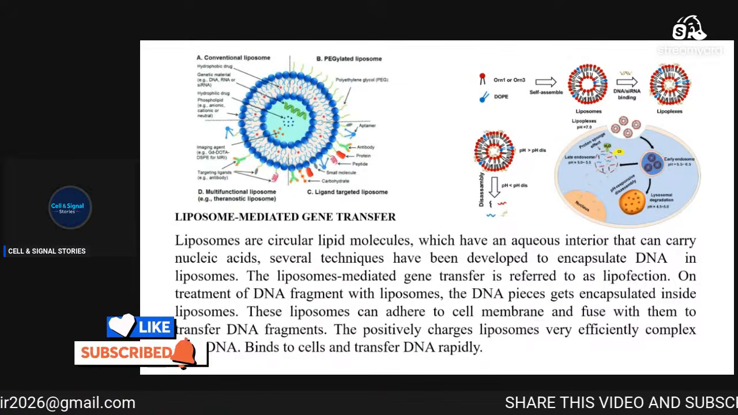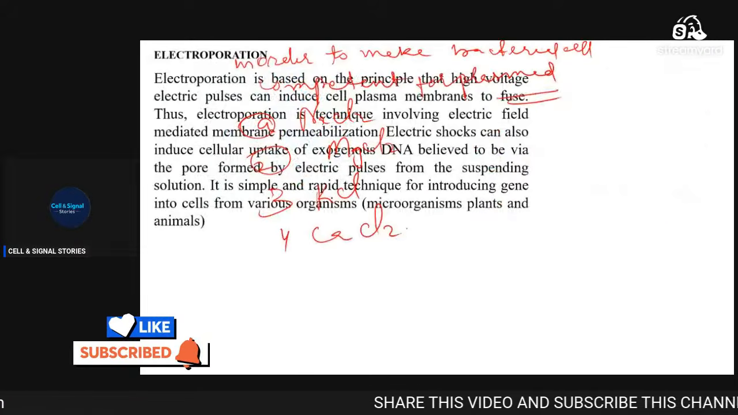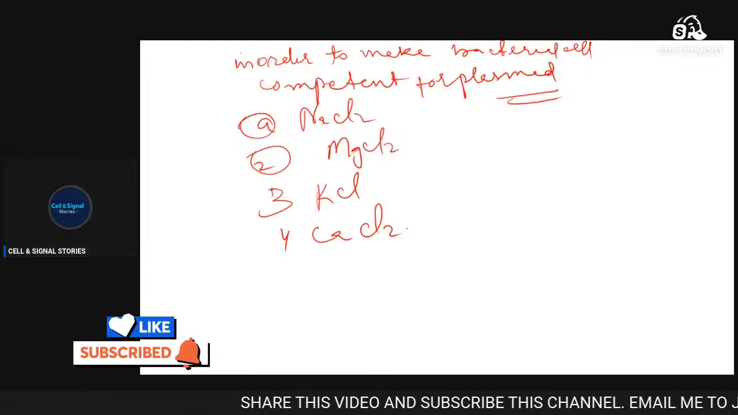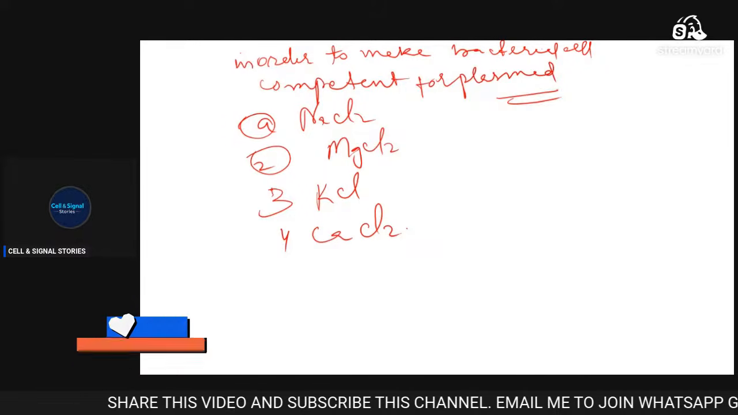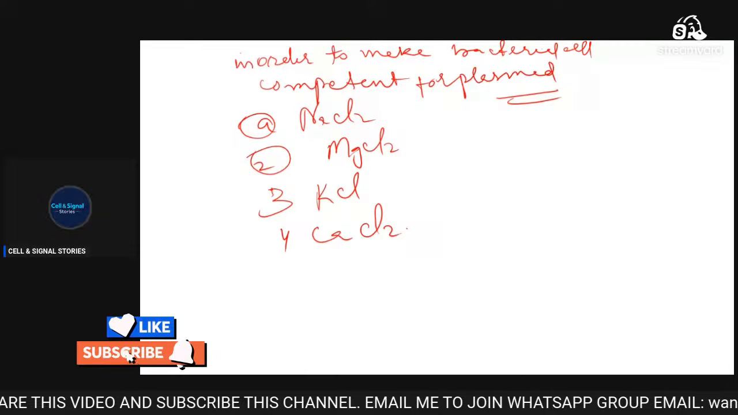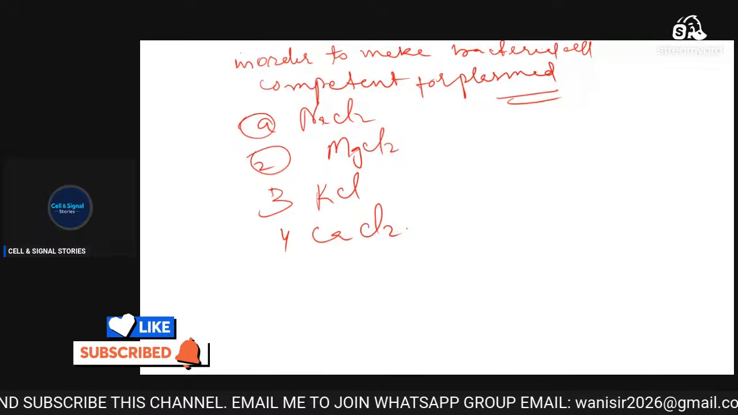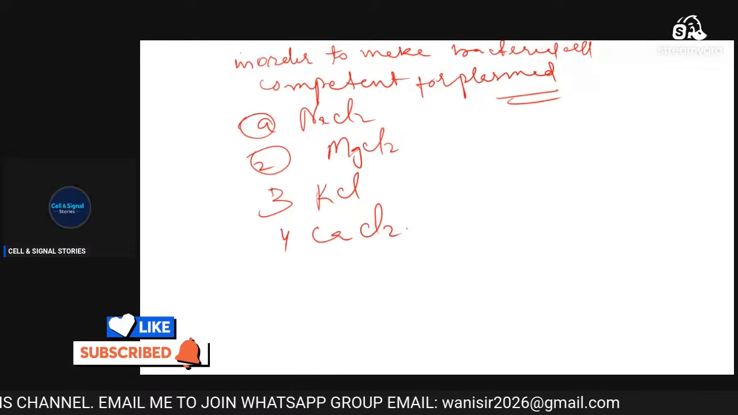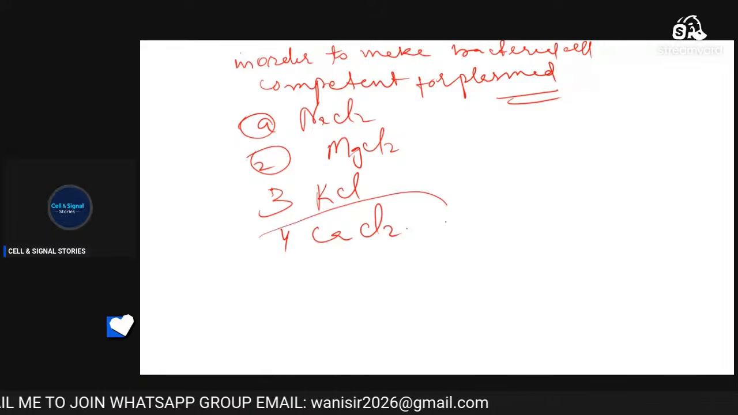In the next topic we will learn about electroporation and other topics like liposome mediated gene transfer. And a very important question: in order to make the bacterial cell competent, what are the chemicals which are used to form the competent cell? And the answer is calcium chloride.